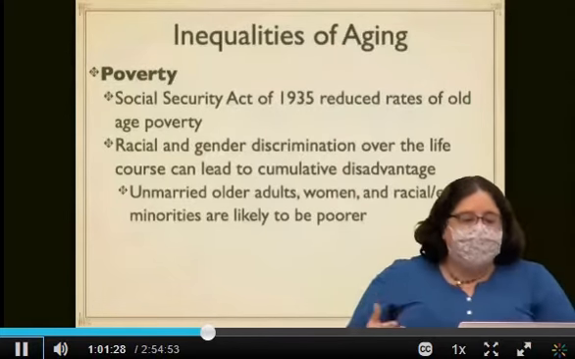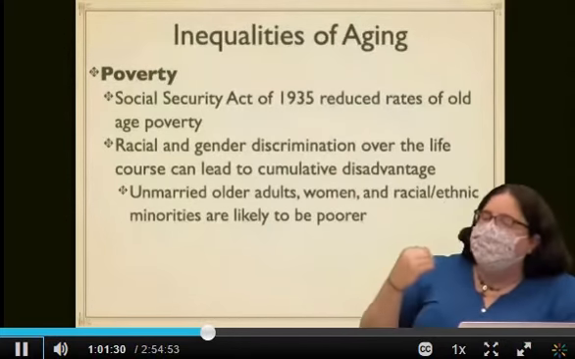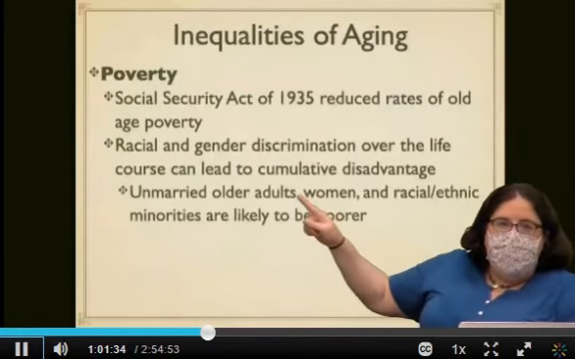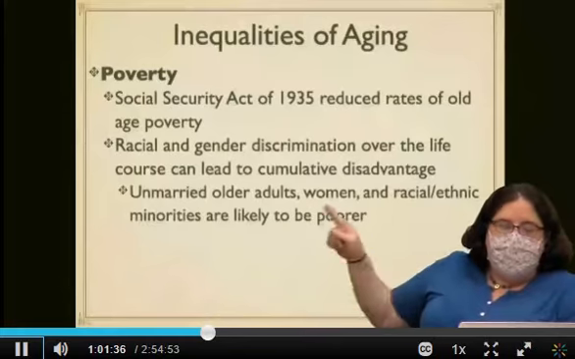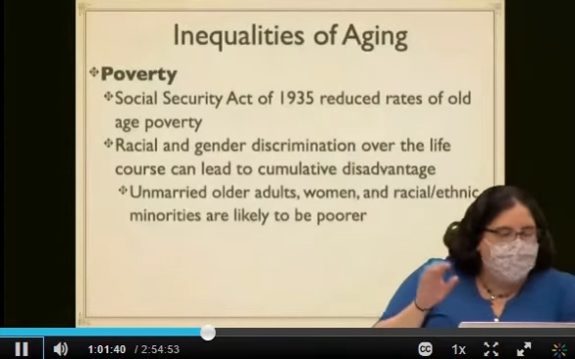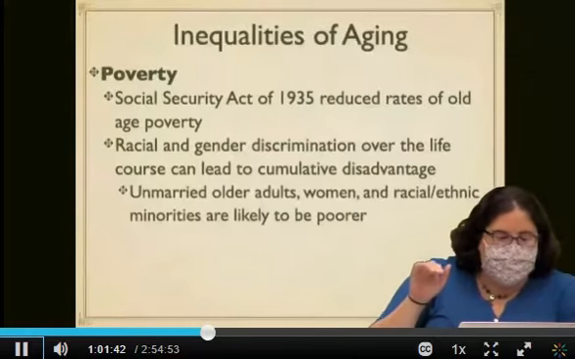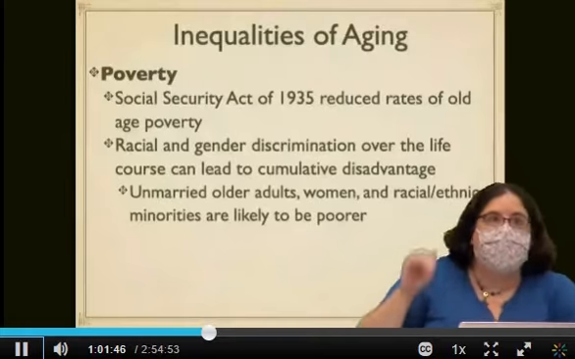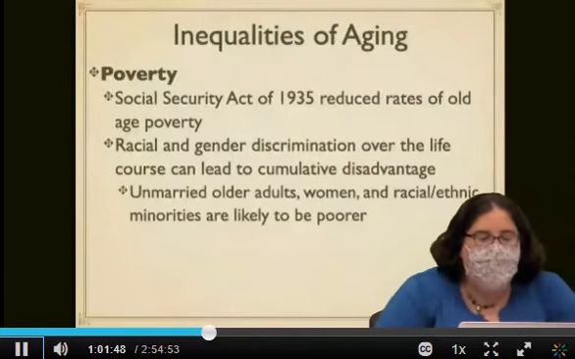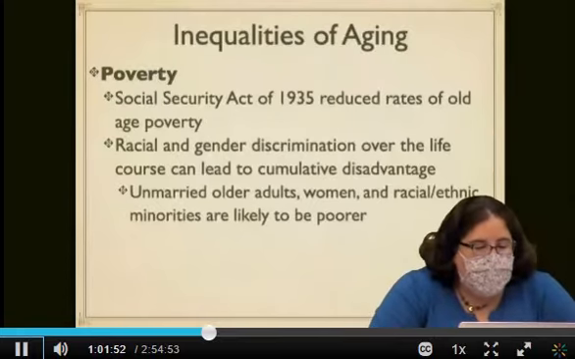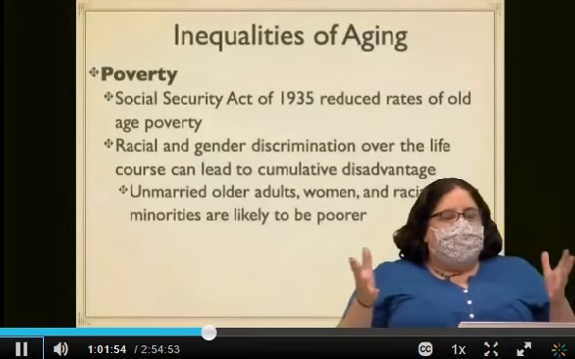And as you can imagine, the highest rates of elderly poverty occur among unmarried Hispanic women who live alone. They're the group that has the largest poverty rate. 41% of older Hispanic women who live alone are in poverty. So that's a big issue that needs to be addressed.